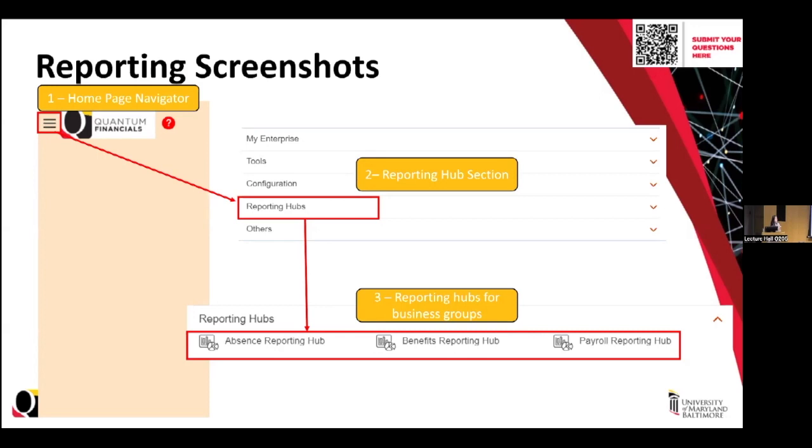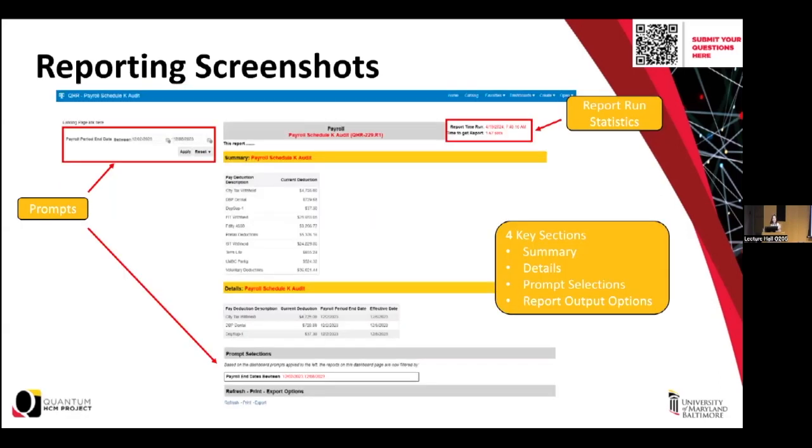Once you select one of these hubs, it'll bring you to a page that will list all those reports in that functional area, as well as a brief description of what the report is for and how to use it. And then as you select the report, this is going to be the general layout for the majority of the reports you will see. We have our prompts on the left-hand side. Once you enter those prompts, your report will populate on the right.